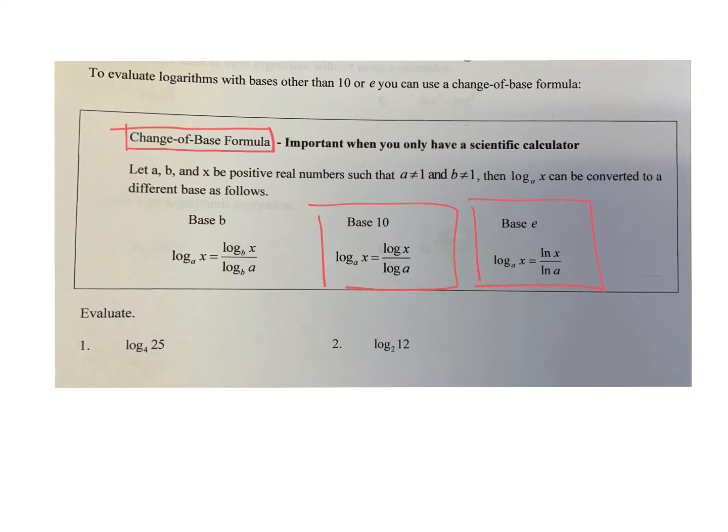So if we want to do this, we have to have a way to type it into our calculator. What I always tell myself is base on the bottom. So I can change number 1 into any base I want. I'm going to put my base on the bottom. So log 25 over log 4. In both of these cases, I've changed the base to 10.